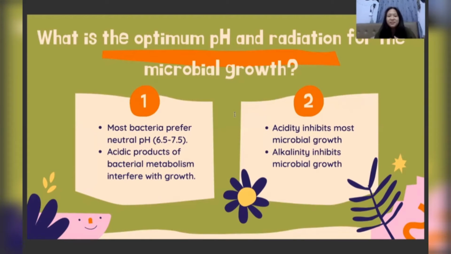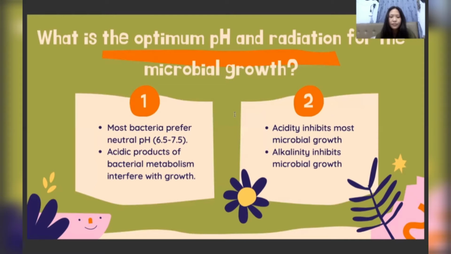What is the optimum pH and radiation for microbial growth? Most bacteria prefer neutral pH 6.5 until 7.5. For example, mold and yeast grow in a wider pH range but prefer pH between 5 and 6. Acidity inhibits most microbial growth and is used frequently for food preservation, for example, pickling. Alkalinity inhibits microbial growth but is not commonly used for food preservation.